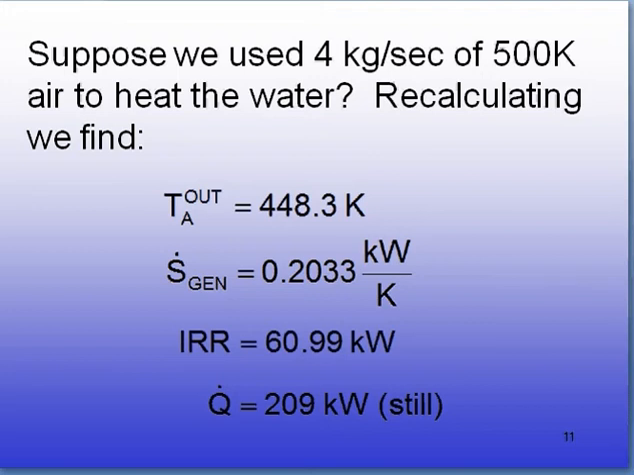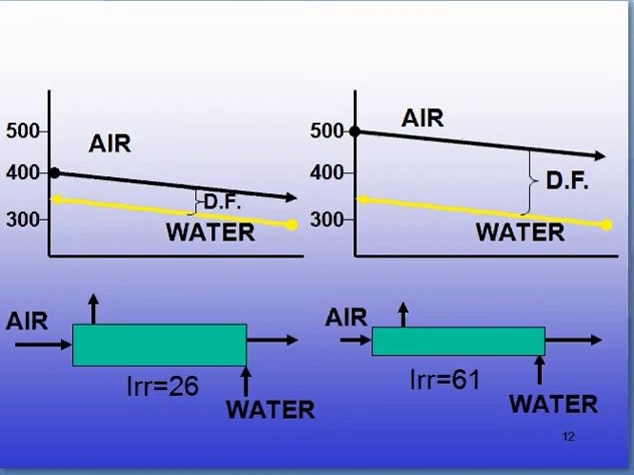So when you use higher potentials than you need, when the gradient is higher, the irreversibility will be higher, and the potential to produce work, you've lost even more. So this irreversibility is now 60.99 kilowatts, whereas before it was about 25. I call this the driving force for heat transfer, the difference between the high temperature fluid and the low temperature fluid. Here the air is coming in at 500 relative to the water. There's a much higher driving force, and you'll see that you produce more irreversibility.